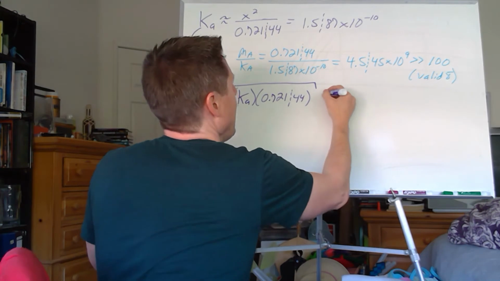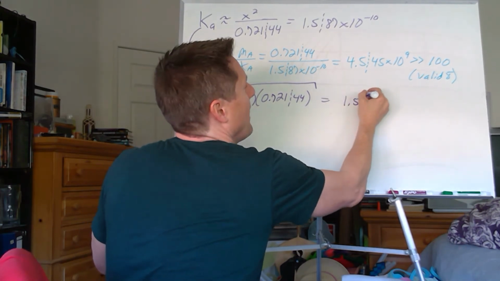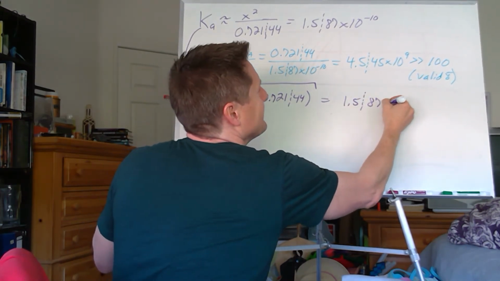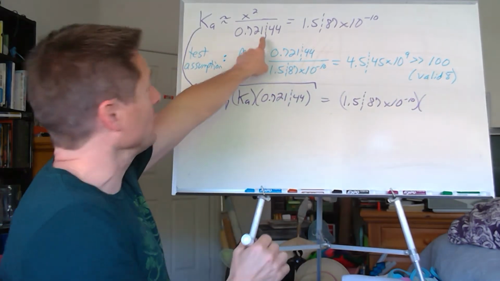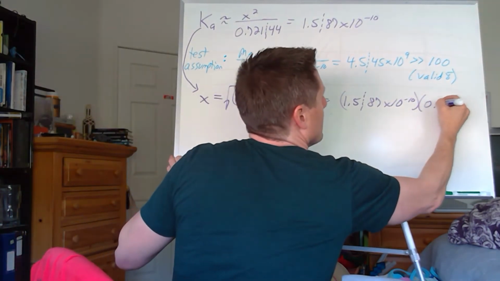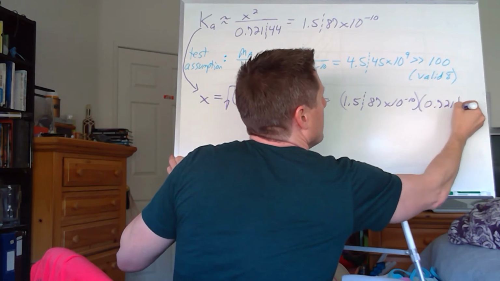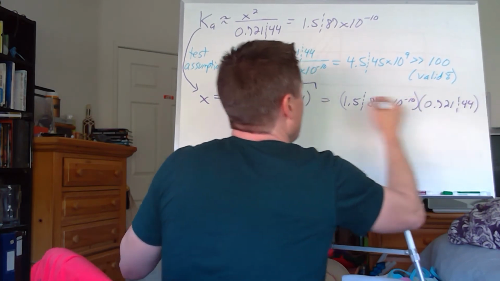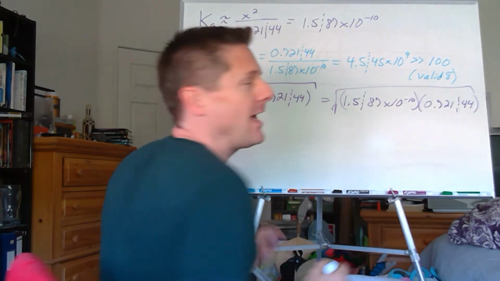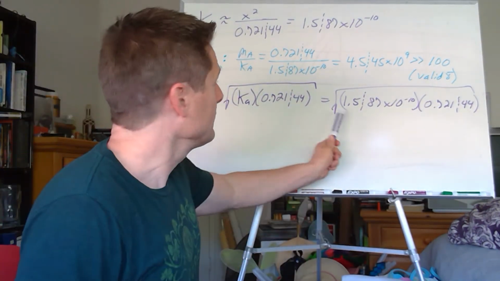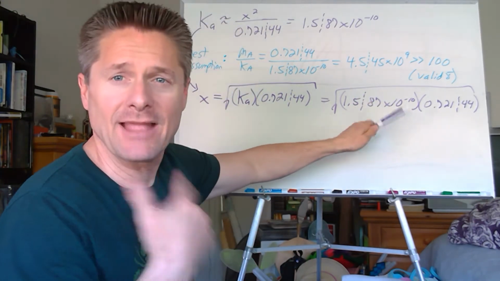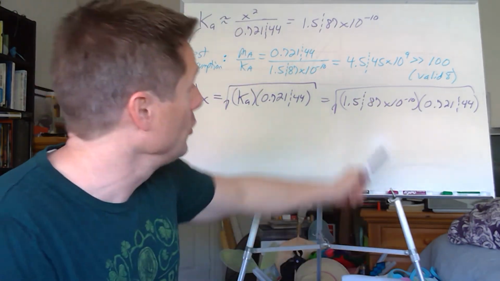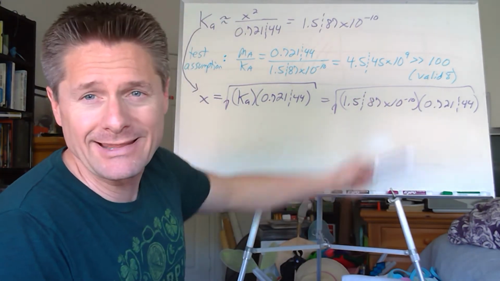Let's plug in Ka. So that'll be 1.587 times 10 to the minus 10 times the original concentration, 0.72144, and let's take the square root of that whole shebang. So x will be equal to that times that. Take that answer, take the square root, good to 2 significant digits. We're limited in the Ka value.